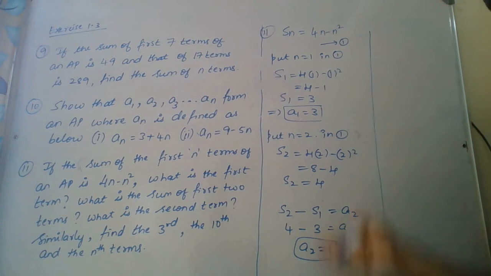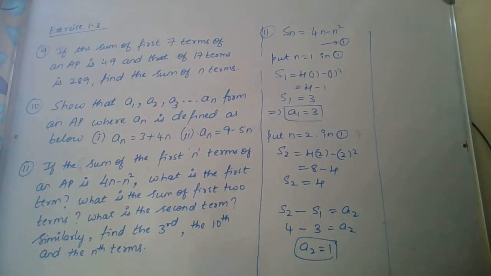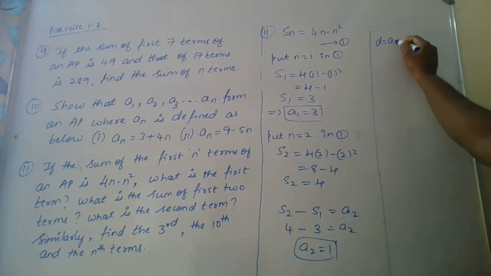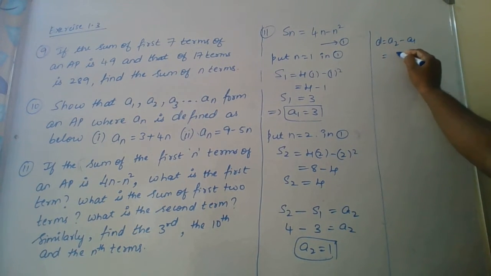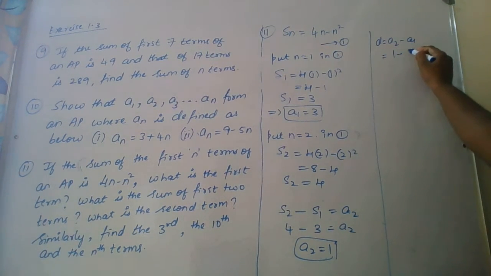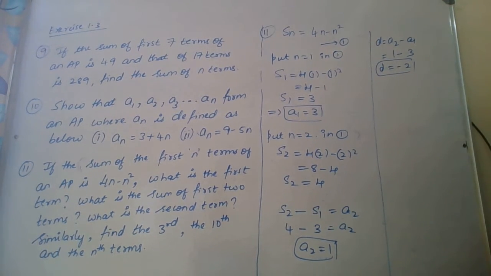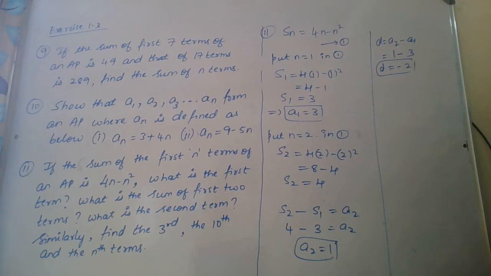Okay, you can follow the same method or you can do it in another way. Because you know the value of A, you can easily find the value of D now. D is A2 minus A1, isn't it? So A2 is known, 1 minus A1 is 3, 1 minus 3 is minus 2. So you got the value of A and D. Now you can find any term.